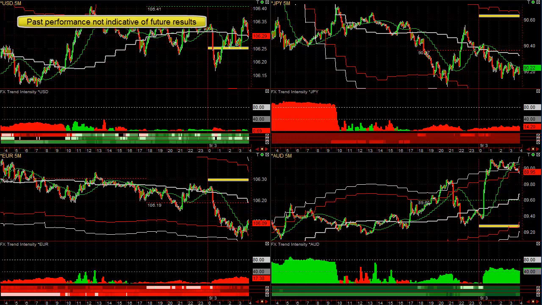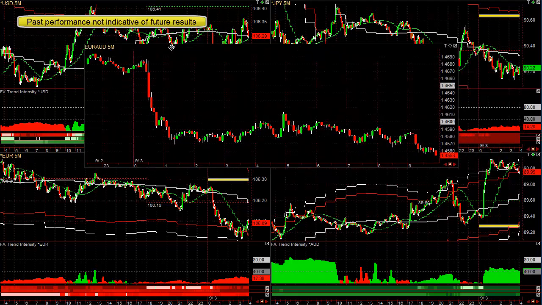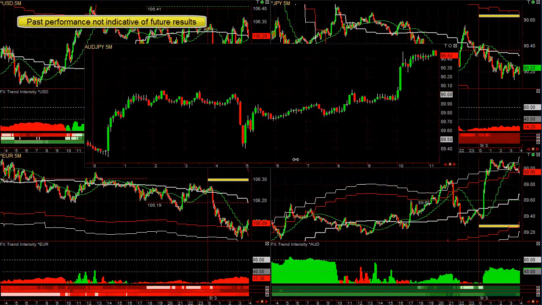Now let's look at the Australian versus another one that was weak earlier in the day, the yen. The yen's weak, the Australian is strong, so we're basically looking for Australian yen buys. Strong Australian, weak yen. It's that simple.